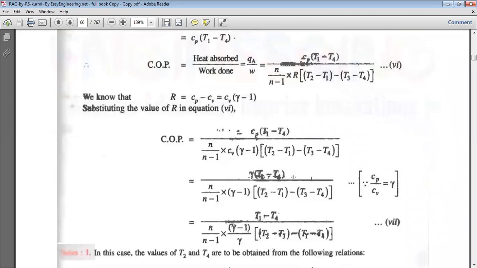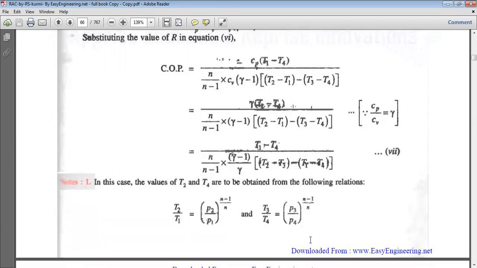Now I take this gamma to the denominator. When a numerator is taken to the denominator, x can be written as 1 by x. Therefore, gamma minus 1 by gamma. Therefore, what you are getting is n by n minus 1 into gamma minus 1 by gamma into (T2 minus T3) minus (T1 minus T4). That is the final expression.